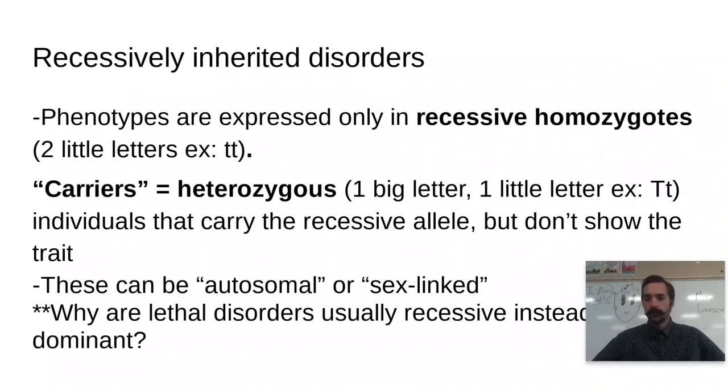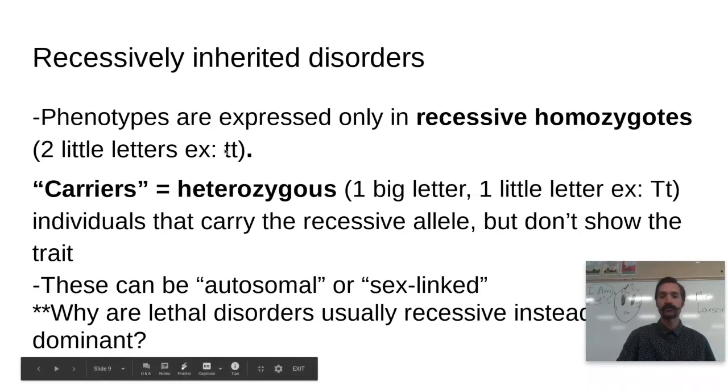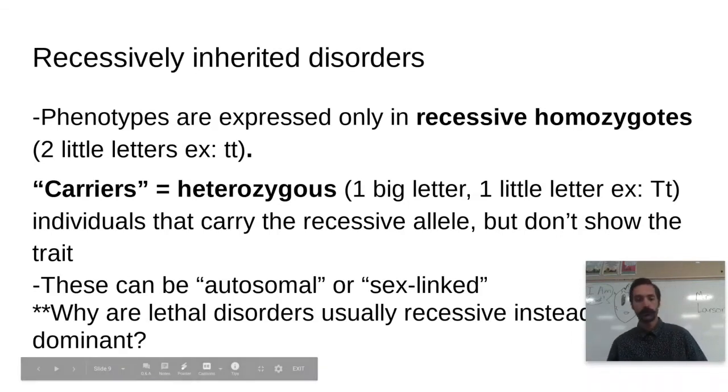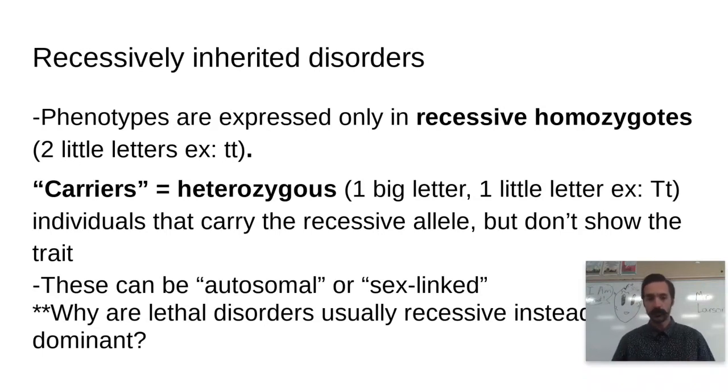So now we're going to look into what happens with these genetic disorders. There are those that are called recessively inherited disorders. These are phenotypes that are only expressed if you have recessive homozygotes within your genetic material. Basically, that just means you have two recessive alleles coming down from your parents, so both your parents gave you that recessive allele.